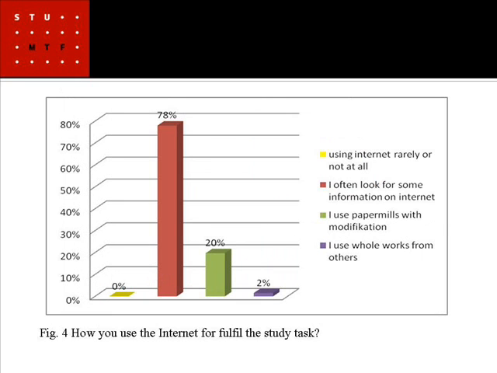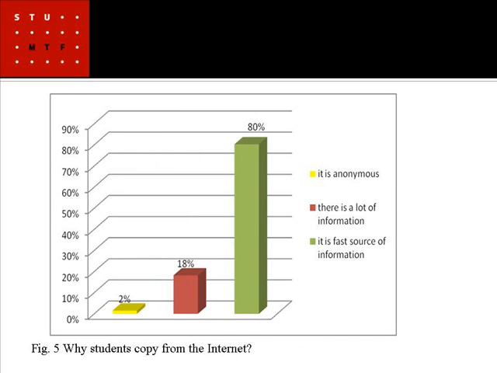We asked for what purpose students use Internet by fulfilling their study tasks. 78% of the respondents often look for some information. 20% of responders use materials from paper mills with their own modification. Not significant part of respondents mark option I use whole work from others. In the end, we asked also why students copy from the Internet. Most of the respondents, 80%, answered that Internet is a fast source of information.